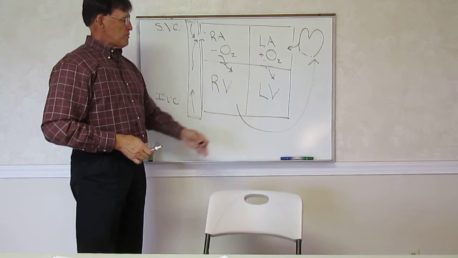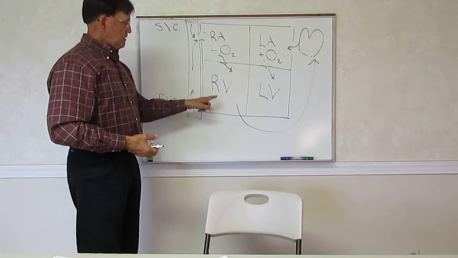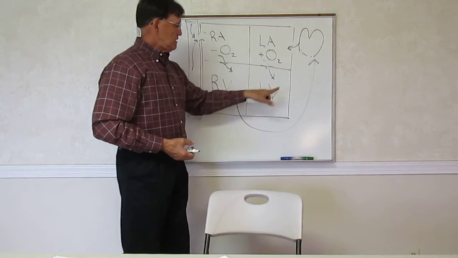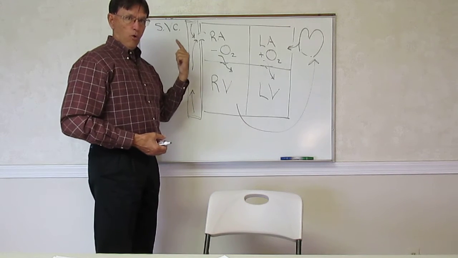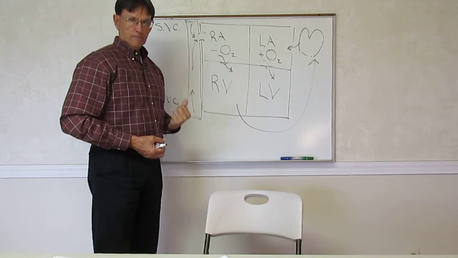The lower chambers will contract at the same time. The right ventricle pushing blood to the lungs. The left ventricle pushing blood out through the aorta, the largest artery, to the body, oxygenated blood.